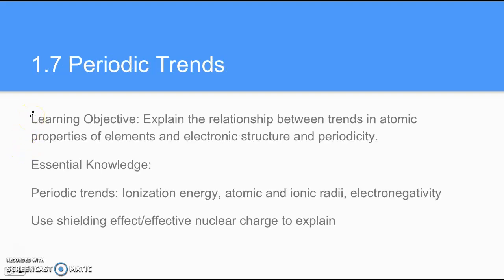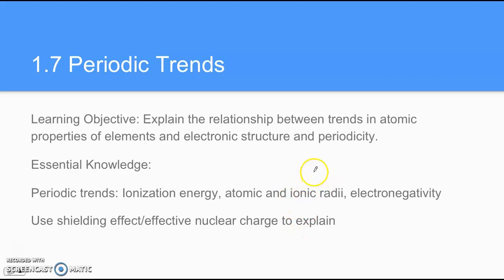All right, so 1.7 is on periodic trends. The learning objective is to be able to explain the relationship between trends in atomic properties of elements and electronic structure and periodicity. So the essential knowledge is we want to know about the periodic trends. Those would be ionization energy, atomic and ionic radii, and electronegativity. And then to explain the differences, we want to use the concepts of shielding effect and effective nuclear charge. You cannot use just the location of a couple of different atoms on the periodic table as an explanation. You want to use these concepts right here.